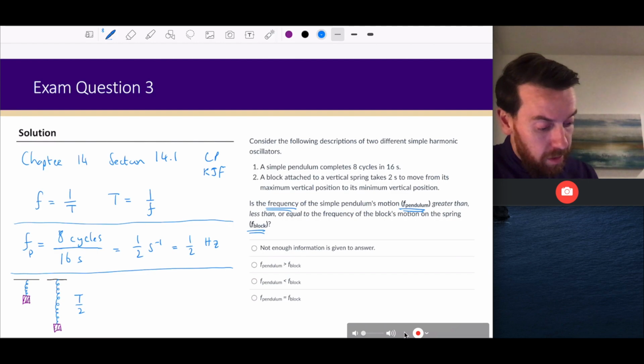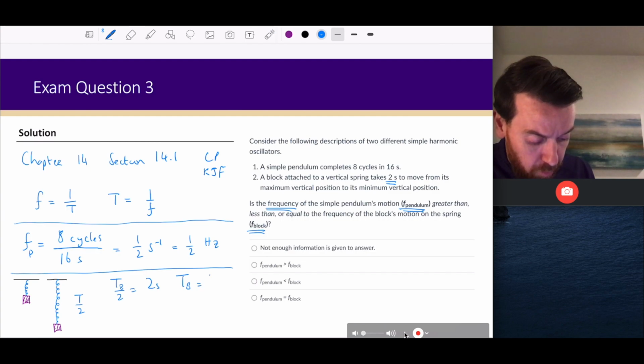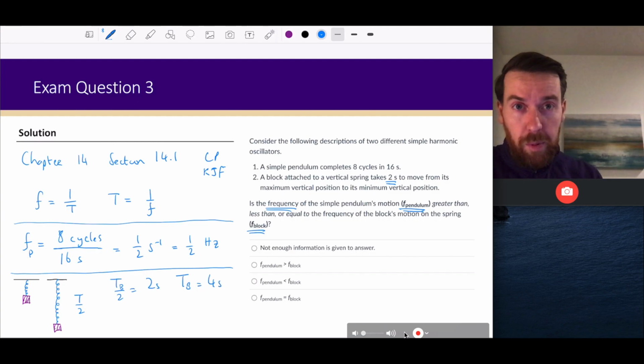So that takes 2 seconds as given in the question. So T of the block divided by 2 corresponds to 2 seconds. So the period of the block is 4 seconds. So again, the cycle would be from the top all the way to the bottom and all the way back to the top. That would take 4 full seconds, which is a full period, or a full cycle. The period for the cycle would be 4 seconds.